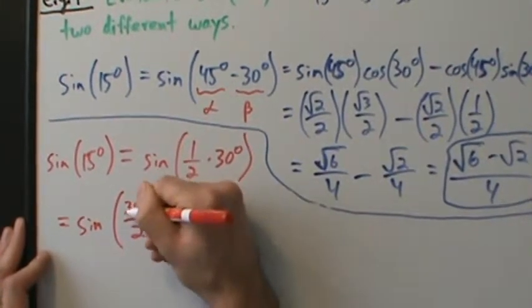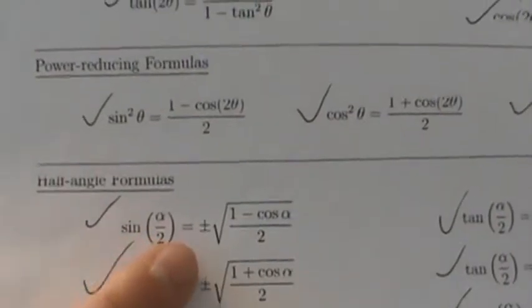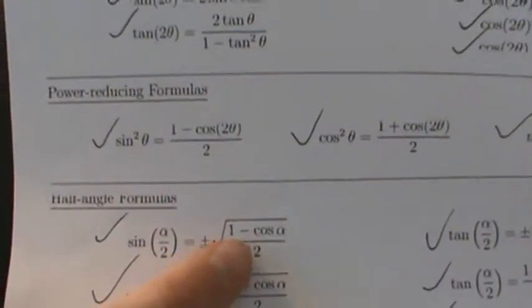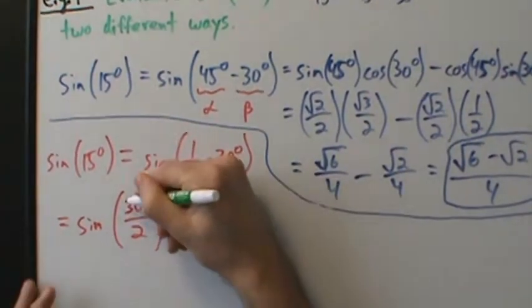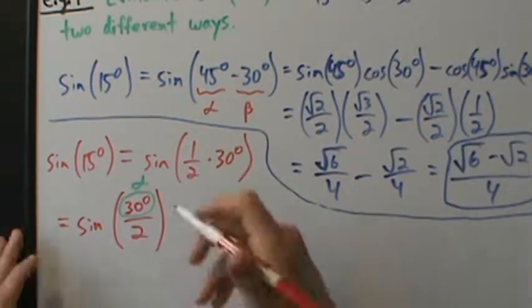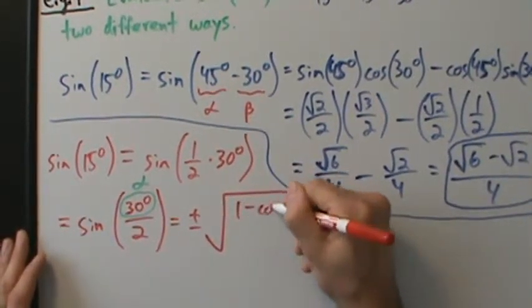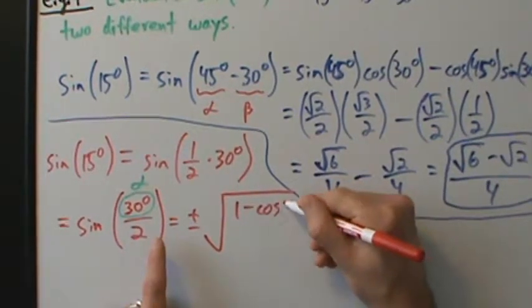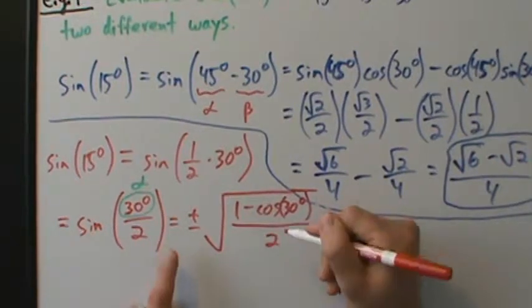If we look at our formula sheet here for half angles, sine of alpha over 2 is plus or minus the square root of 1 minus cosine alpha over 2. So we're going to use that formula with 30 degrees as our alpha. So that's going to be plus or minus the square root of 1 minus cosine of alpha, which is 30 degrees, all divided by 2 inside of that square root there.